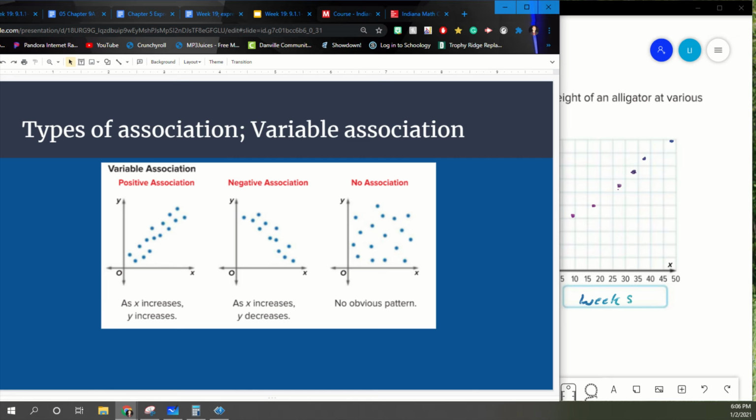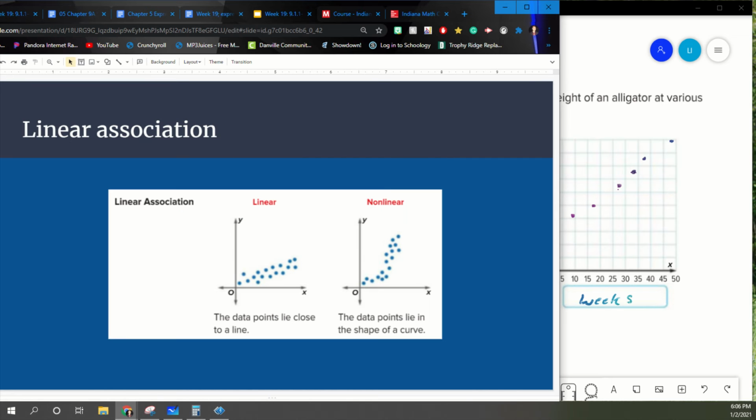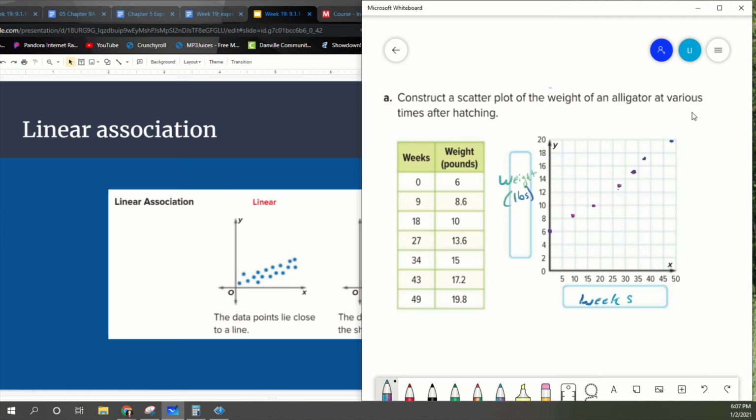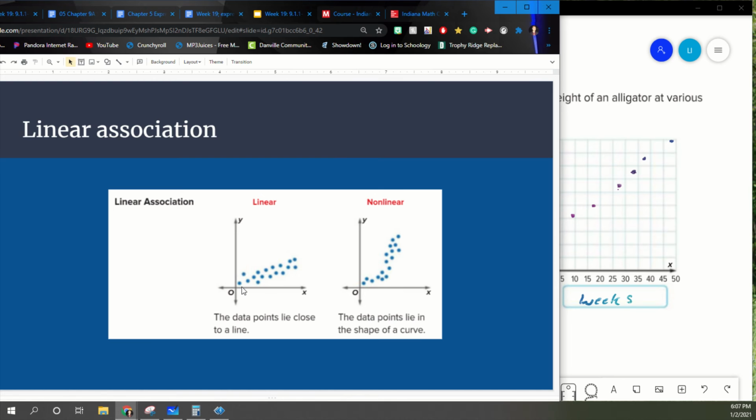These are the types of variable associations. We also have types of linear associations: linear and nonlinear. Linear means the data points lie close to a line, close to a constant rate of change. If the data points lie in the shape of a curve, it would be nonlinear. So for our alligator, I would say that this is a linear association. No, that's not a perfect line. I'm not saying it's a perfect line. I'm saying it's a linear association, though. They relatively are close to a line, rather than nonlinear, which is going to be some sort of curve.